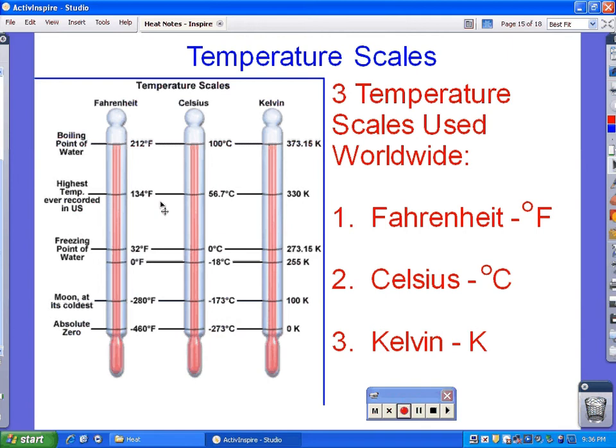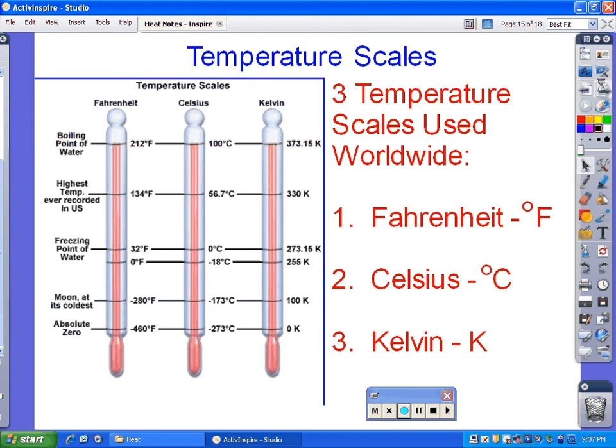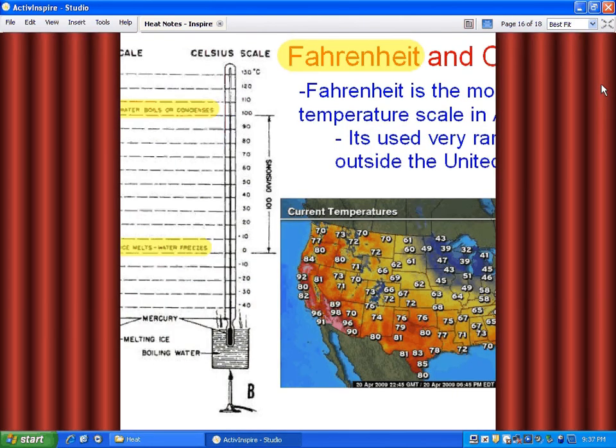Here you can see some good comparisons. You can also see some good comparisons of the three different temperatures in section 10.1 in your textbook. They have a really good little breakdown. Let's move on to just Fahrenheit.